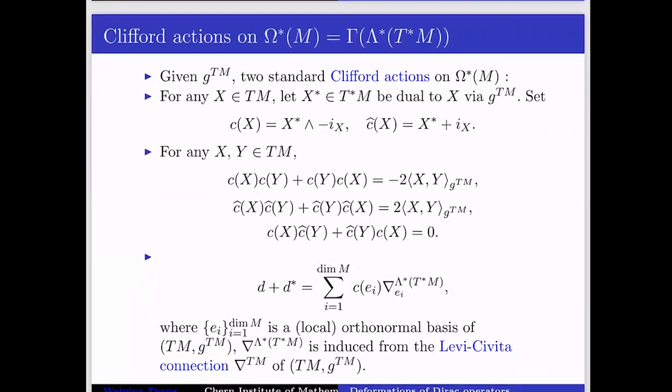And they typically have two kinds of Clifford actions. You take a tangent vector X, then we take the dual X star by the metric, which is a covector. Then the Clifford action c(X) is the wedge of X star minus the interior multiplication by X, and c hat(X) is the plus. The important fact is that they verify these Clifford relations. So c squared is minus, and as for c hat, this is plus. And also important is that c and c hat anti-commute.